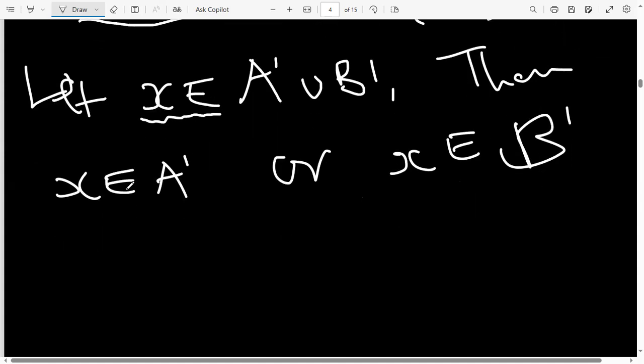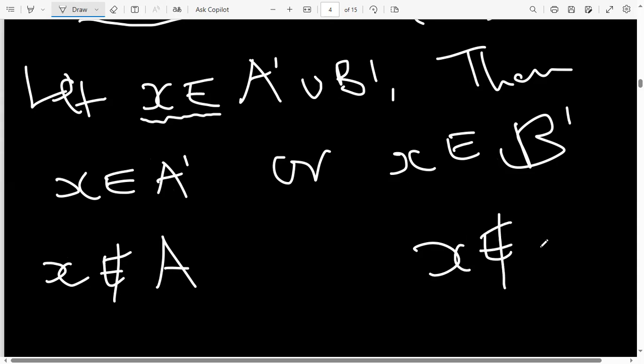Okay, so now from this second expression here, we said if X is a member of A complement, then what does that mean? It means that X is not a member of what? A. That's what we said. So from this expression here, we are going to get X is not a member of A. And then on the other side again, if X is a member of B complement, then it means that X is not a member of what? B. Okay, so that is what we have.